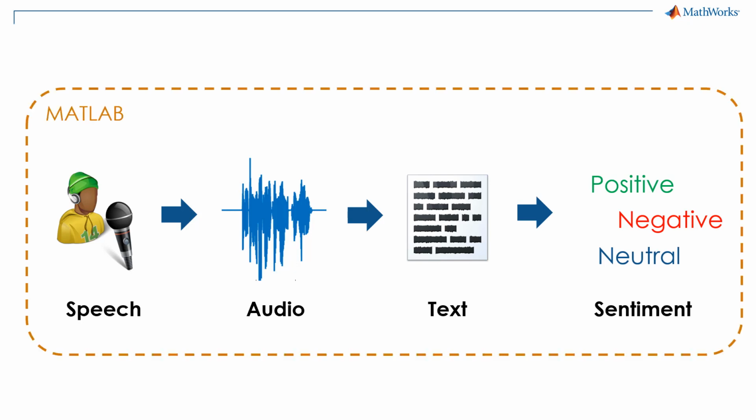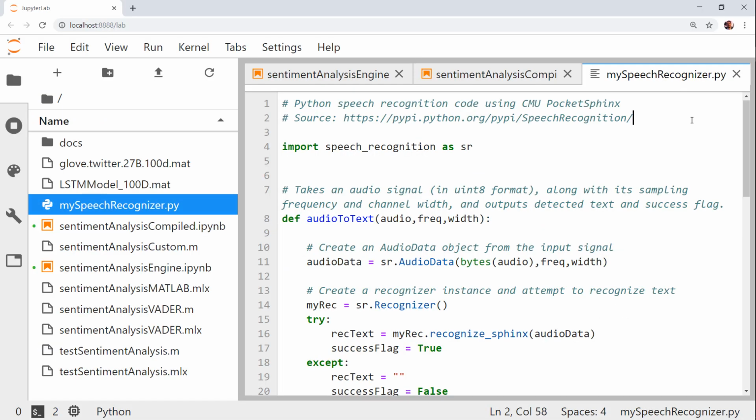Suppose I'm doing all my development in MATLAB, but my colleague already has Python code to perform the speech-to-text conversion. Instead of rewriting this code or finding a new solution, I want to still use the Python code for speech-to-text and do the rest of my work in MATLAB. Let's first see our Python code.